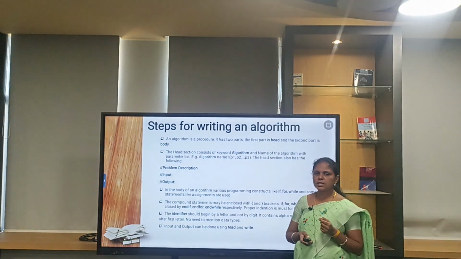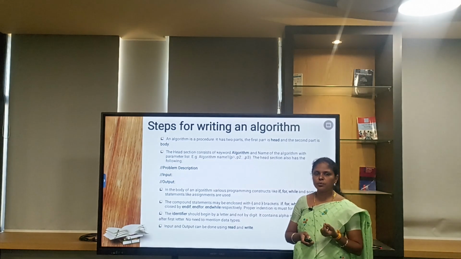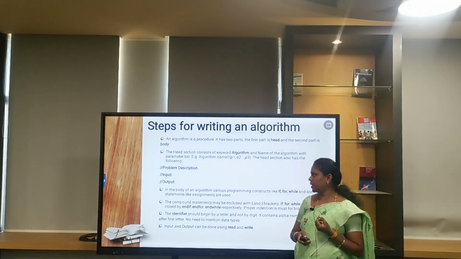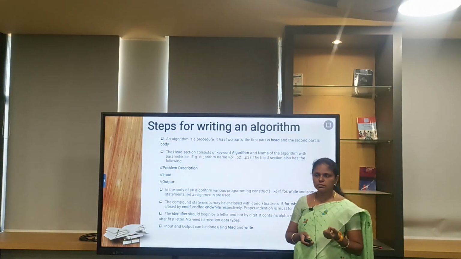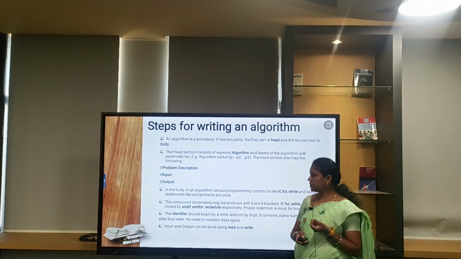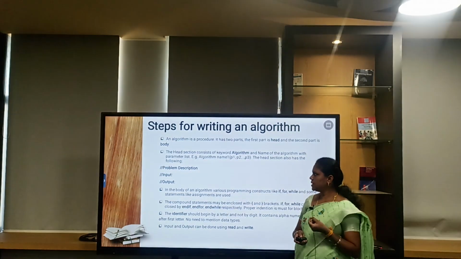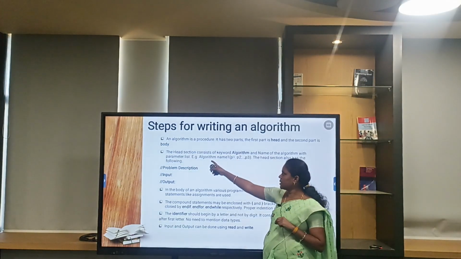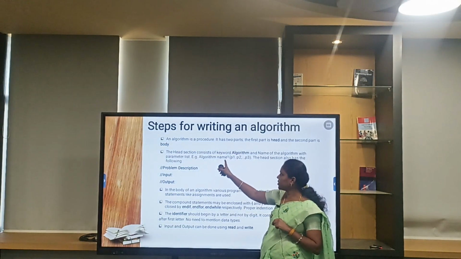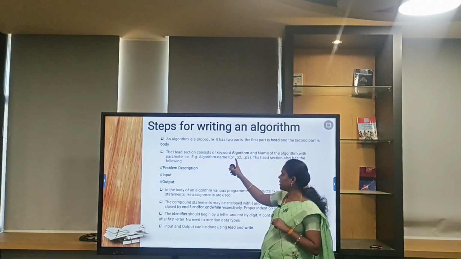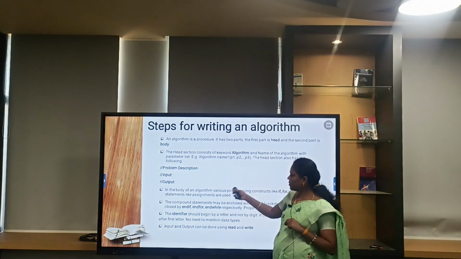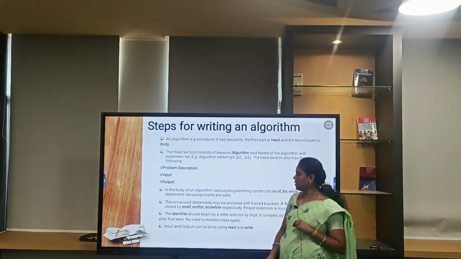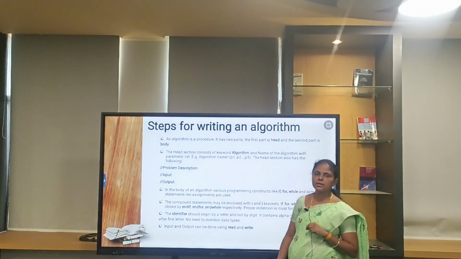And input: for adding two numbers, what input do you need? Any non-negative integers a and b may be given in the input part. For output, adding a and b produces the result in another variable called c. So these things are covered in the head part. This is compulsory: algorithm and name of the algorithm, for addition it's add, with parameters a and b. These three come under the head part, and the remaining comes under the body part.